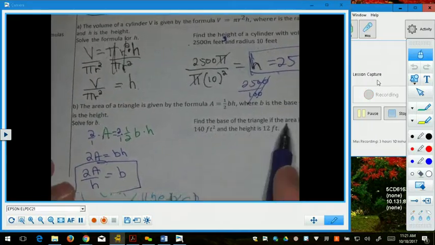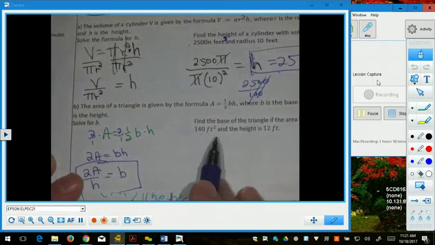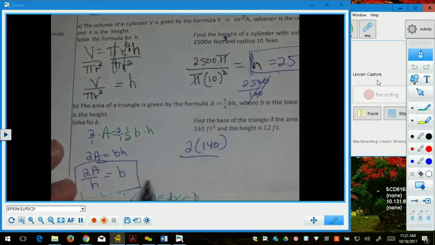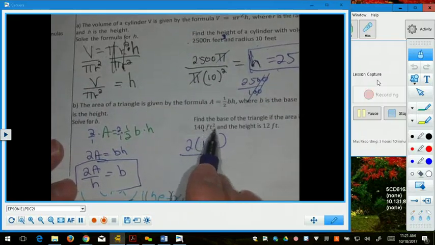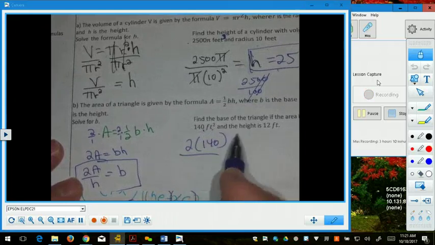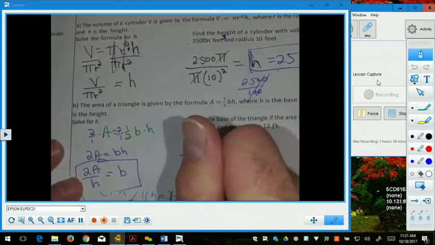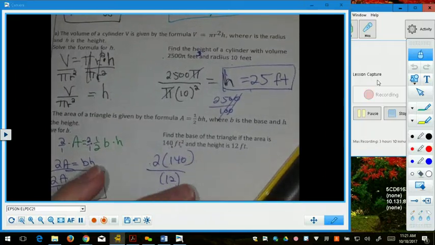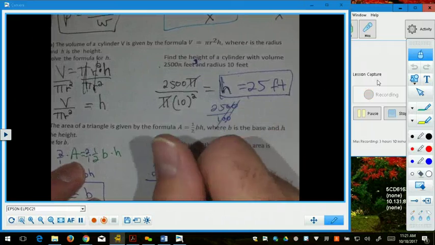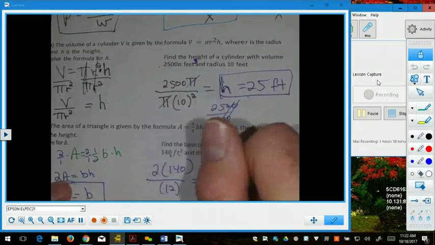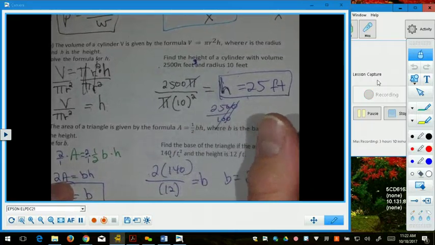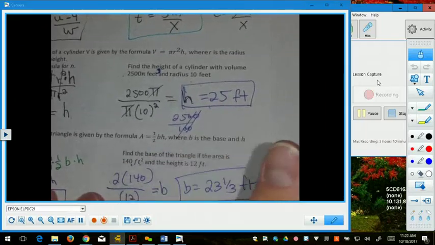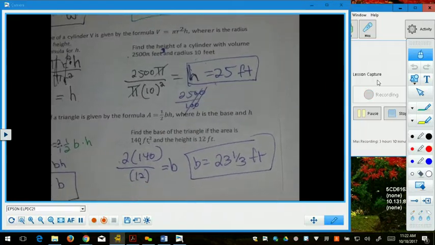And now I'm supposed to plug this stuff in. The area is 140 square feet. Plug that in for a. 2 times 140. You don't square it. That's just the units of the measure. The 140 is the number for the area. The height is 12. So that's going to be 280 over 12. And that will give you 23 1/3 for your base. Your base is 23 1/3 feet, I think. No? Yes?